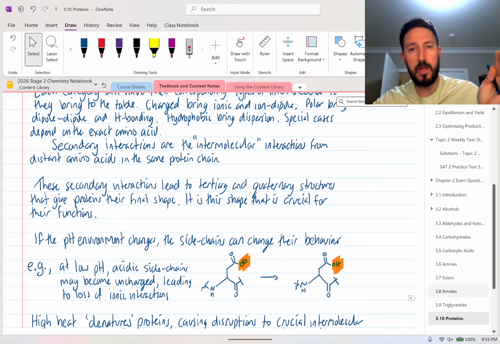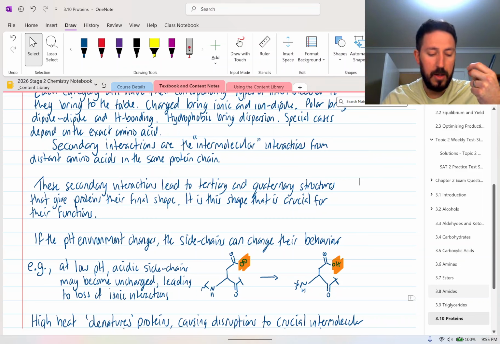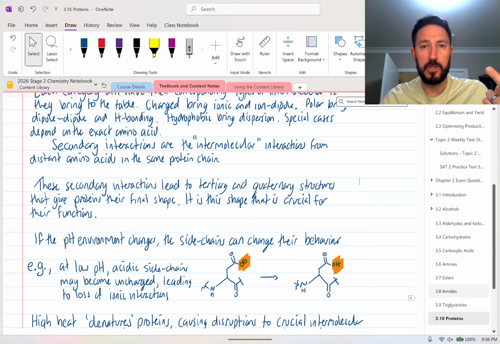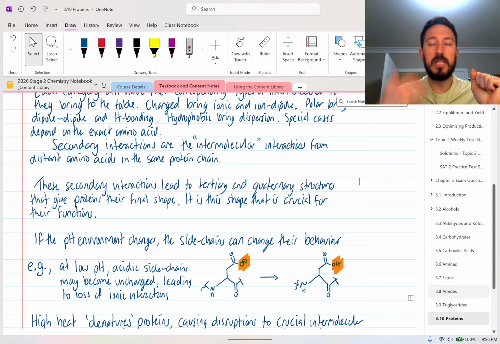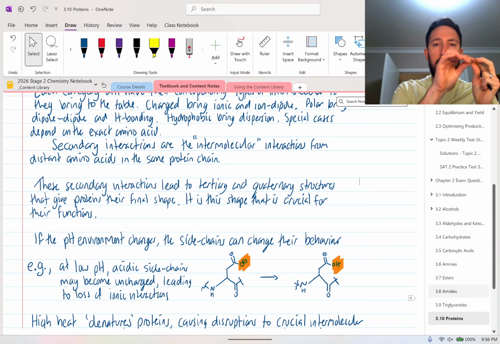Okay, now when you make a protein, you're going to be attaching one amino acid to another, to another, to another. That's what we call our primary structure. What amino acid is it? What amino acid or which amino acid is attached to which amino acid? So that order.